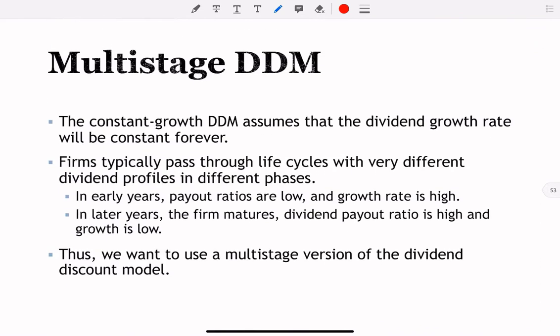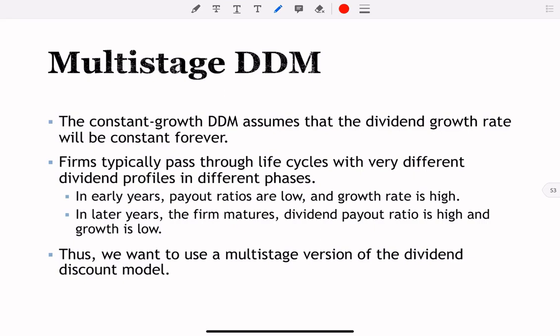Okay, now let's talk about the multi-stage dividend discount model. You can see that the constant growth dividend discount model is intuitive, very simple, and easy to apply. But despite this beauty of simplicity, it's not really realistic, because you have to maintain the assumption that a firm's growth rate is constant. In reality, this is almost not possible, right?